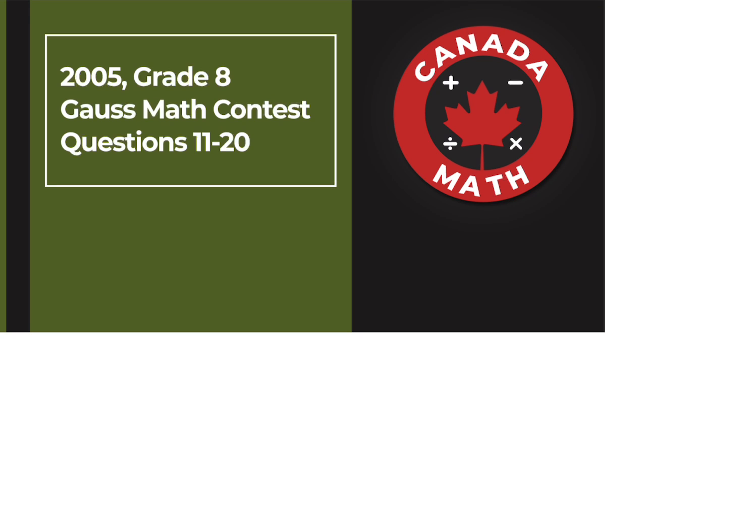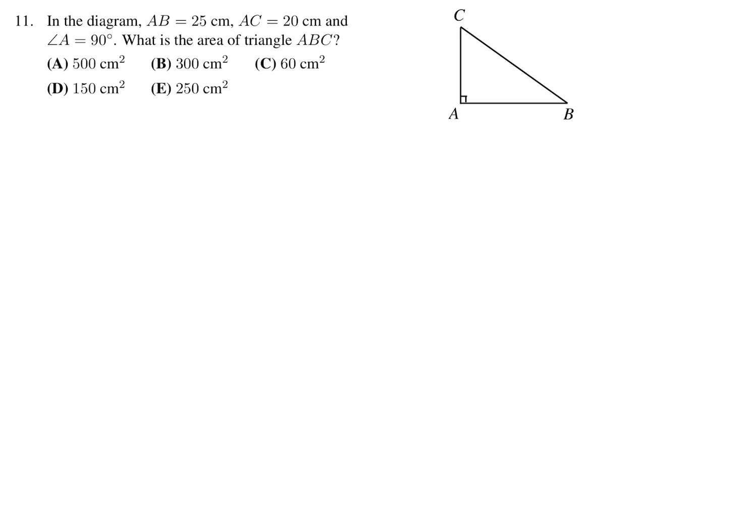Questions 11 through 20 on the 2005 Grade 8 Gauss Math Contest. In the diagram, AB is 25, AC is 20, and angle A is 90 degrees. What is the area of triangle ABC?